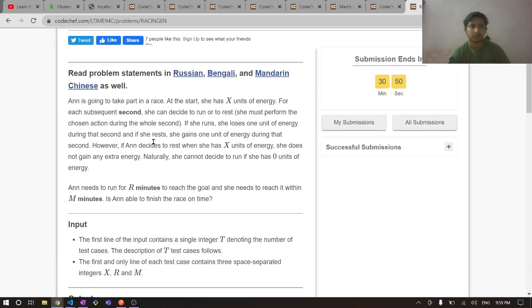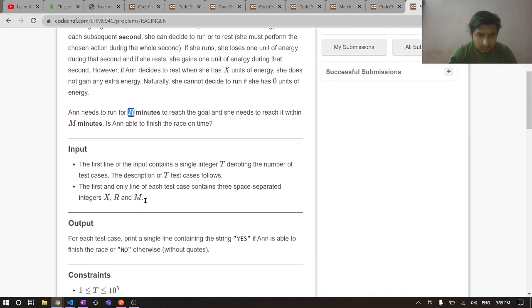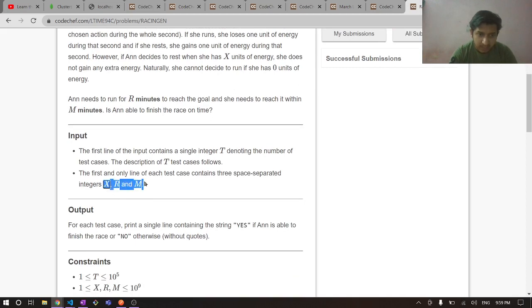Basically this girl N has x units of energy in her body initially, and now she can either run or take rest. So let me go through the question first very fast. We'll get three things: basically X, R and M.